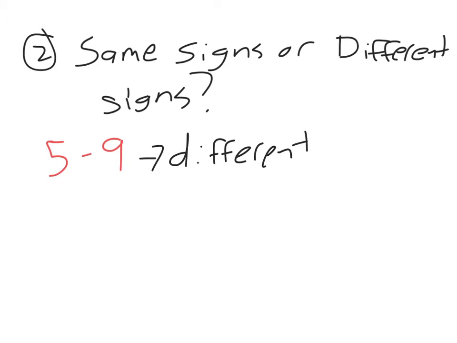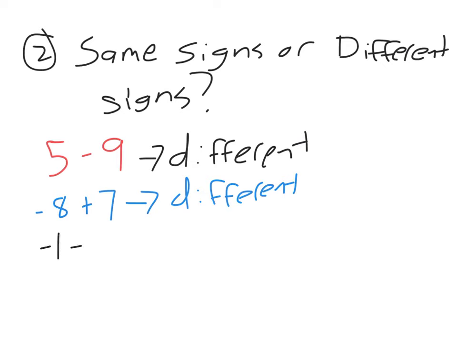So I'll tell you what to do when they're different. We'll do that in just a second. What if I had negative 8 plus 7? Do those numbers have the same sign or different signs? The 8 has what sign? The 7 has what sign? Are those the same or different? All right, don't make this more complicated than it is. Okay, what if I had this? Negative 1 minus 2. Those numbers have the same sign. They're both negative. Does that make sense?